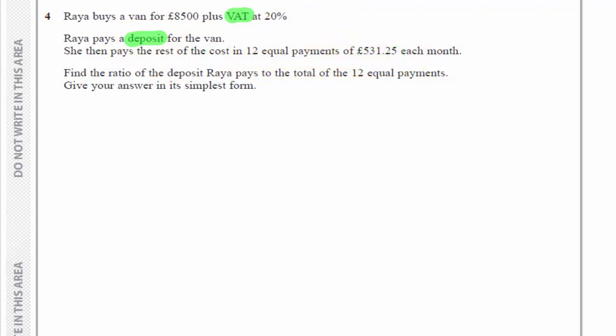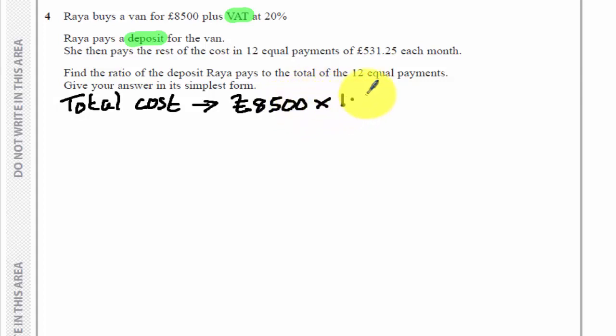So let's take a look, because there's 5 marks in this question, so we want to show lots of workings. First off, we need to work out the total cost of the van. So this is the £8,500, and if I want to add on 20% VAT, or 20% of anything, I times it by 1.20. I don't need the 0, but it might help you to see the 20 and the 20 there. Then you pick up your calculator.